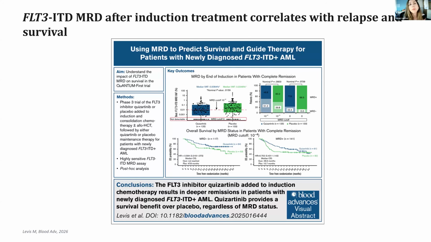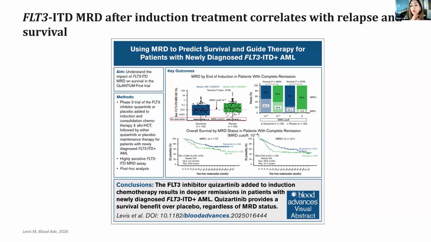So the other issue in question is maintenance therapy, right? How does MRD inform our maintenance therapy? And I think there's several trials that have tried to address this question. One of the largest phase 3 trials is the QuANTUM-First trial, where they looked at FLT3 mutated patients and looked at the role of the addition of a FLT3 inhibitor in addition to chemotherapy, and then looked at the significance of MRD and how this informs maintenance therapy.